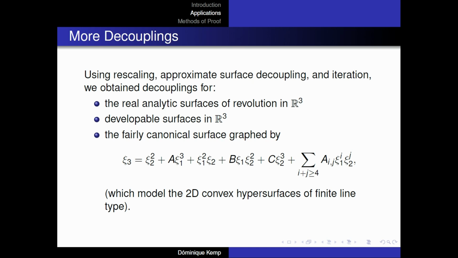These surfaces model the two-dimensional convex hypersurfaces of finite line type. And so if you obtain this decoupling, then the decoupling for the two-dimensional convex hypersurfaces of finite line type follows directly after. There's work, unpublished as of yet, that divulges this. And then I should also mention that Li and Yang were able to prove decoupling for smooth hypersurfaces in R3. But whether decoupling is possible for hypersurfaces in R4 and higher, we of course assume that it is, but that yet remains to be done. So perhaps some of the methods that go into this proof would be useful there.